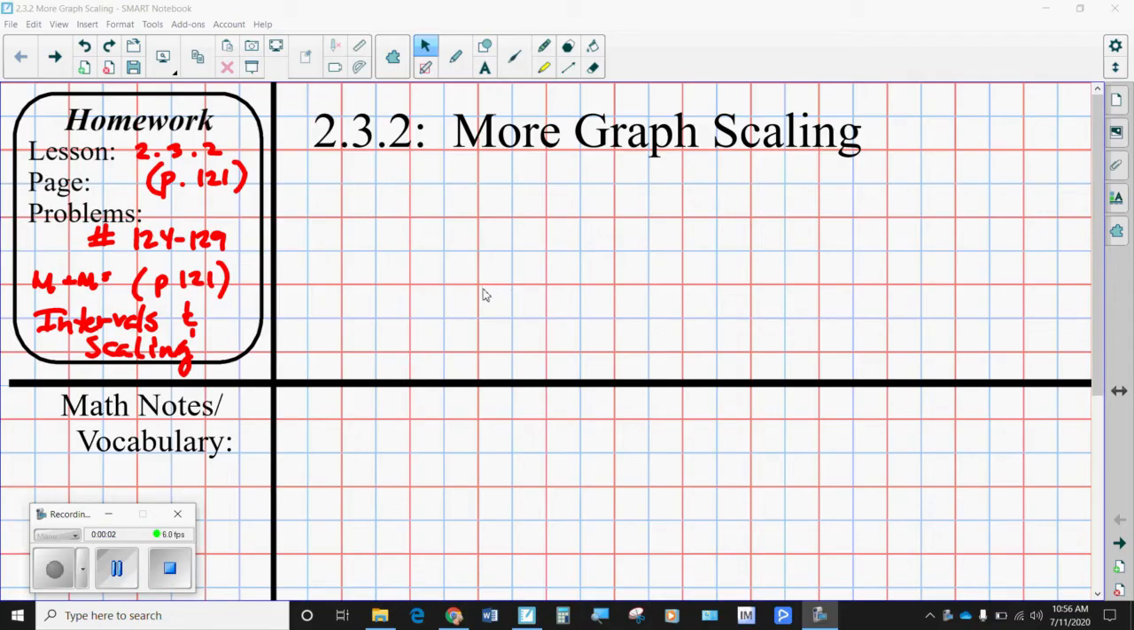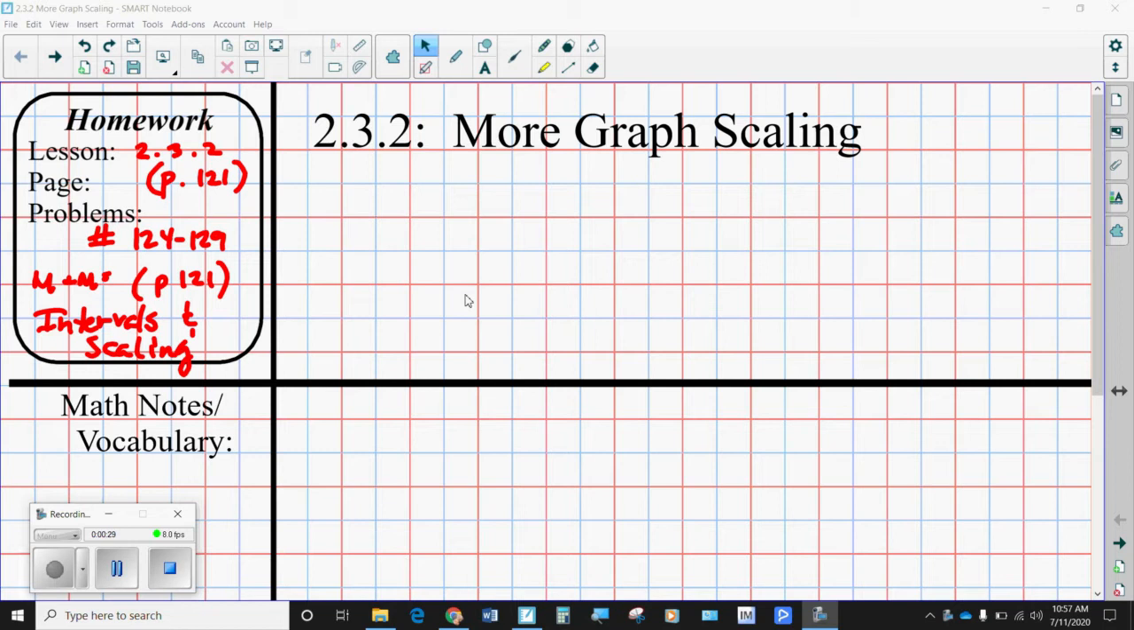Alrighty, here we go with the last lesson of chapter 2, and we're going to do a little bit more with graphing. In the previous lesson, we talked about scaling so that we can graph, and how we choose the numbering system for our x and our y axis, our horizontal axis and our vertical axis, can affect the spacing and how our graph looks and how easy it is to read.